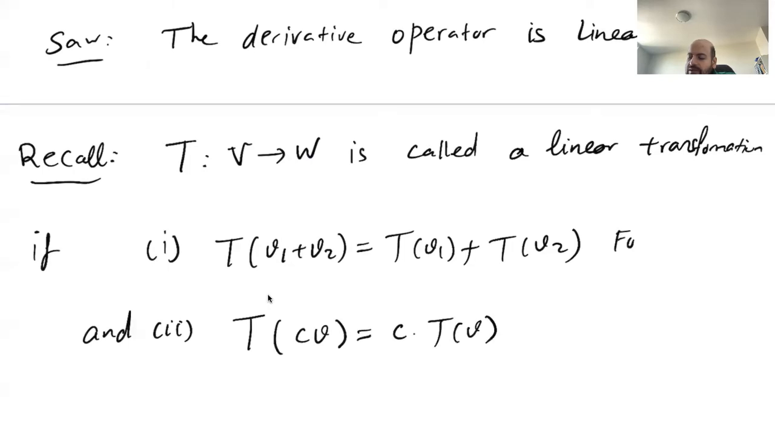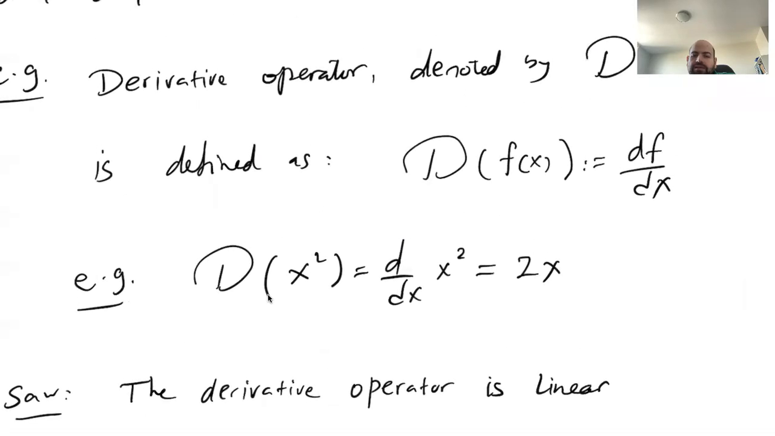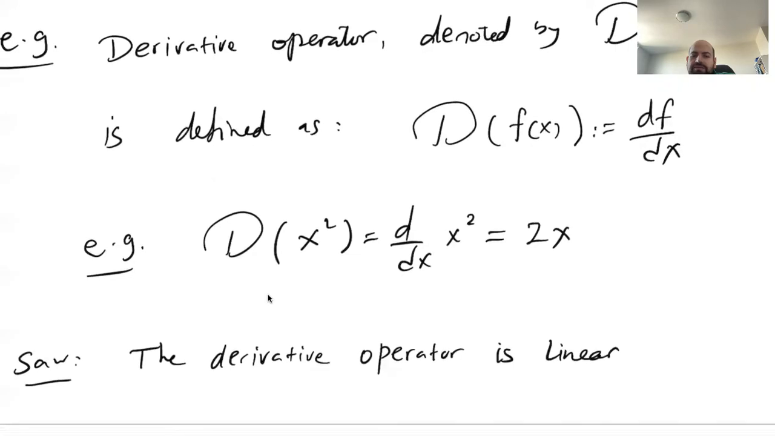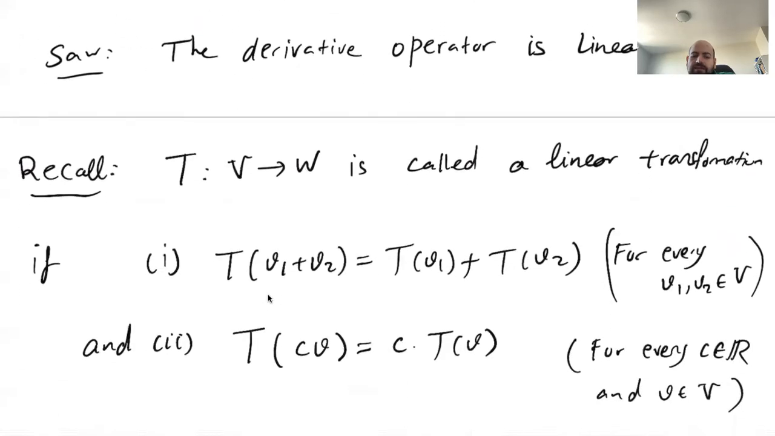This is supposed to be true for every v1 and v2 in V, and for every c in R and v in V. So the derivative operator is linear because the derivative of the addition of two functions is the addition of derivatives, and the derivative of a constant times a function is that constant times the derivative of that function.